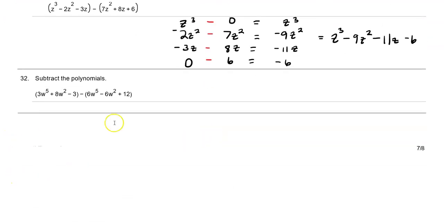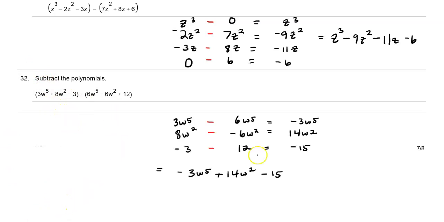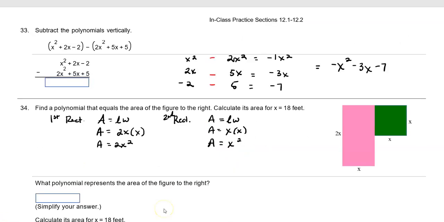So pause the video, complete number 32, and when you restart the video, you will see the answer. Your answer should be a negative w to the fifth power plus 14w squared minus 15. For the next question, your answer should be negative x squared minus 3x minus 7.